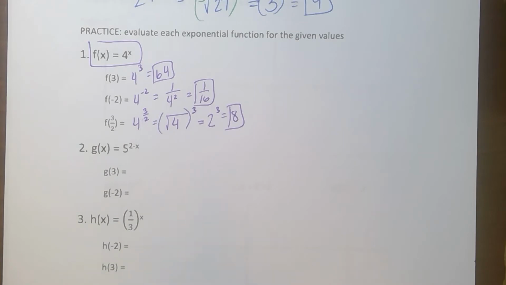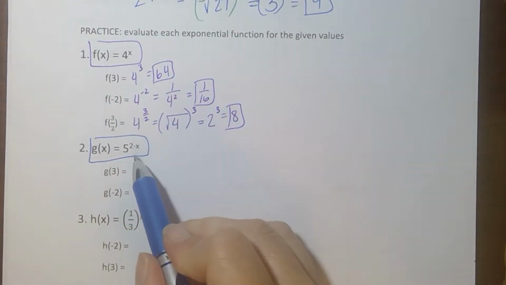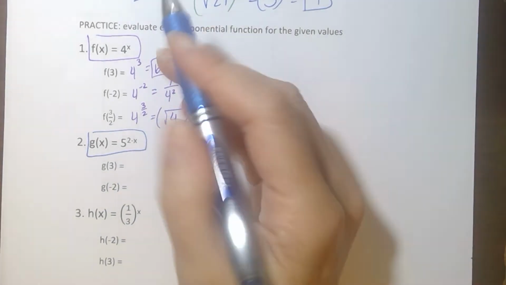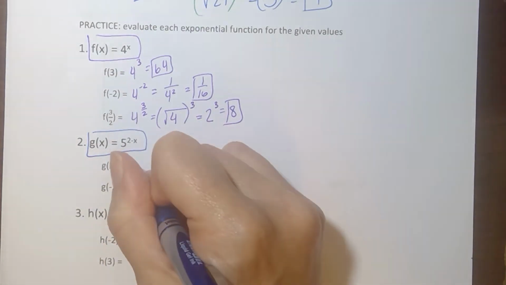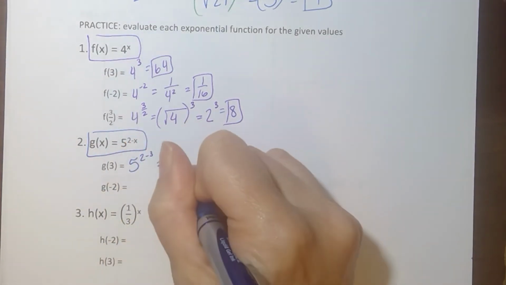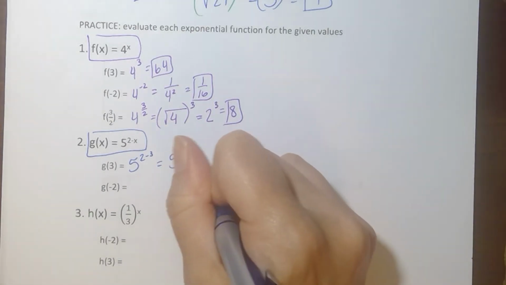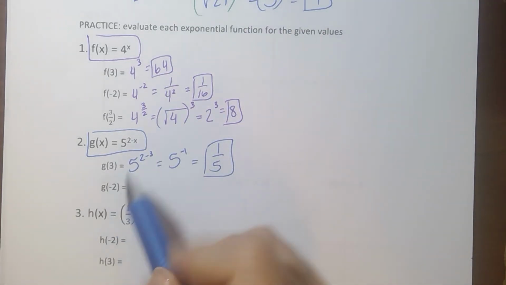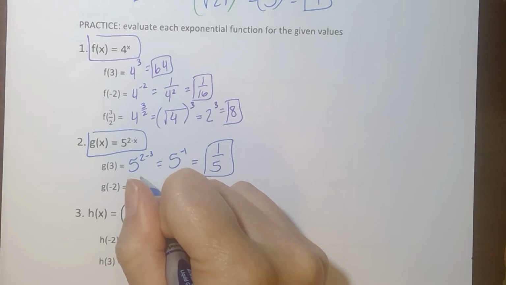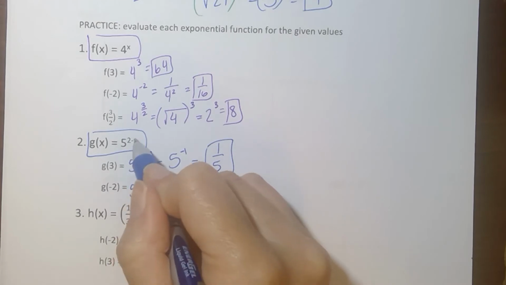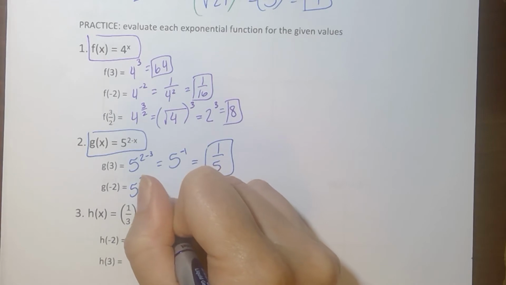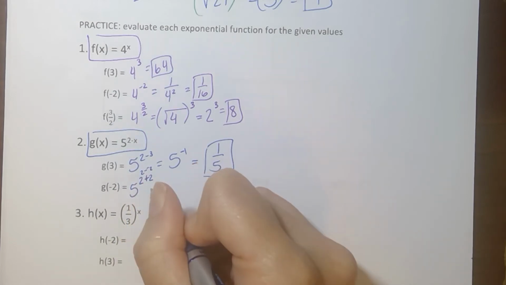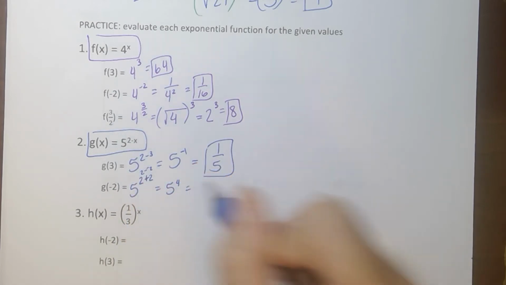All right, let's switch to g of x, where g of x is 5 to the 2 minus x power. Again, it's an exponential function because my variable is in the exponent. Where I'm finding g of 3, I have 5 to the 2 minus 3, which simplifies to 5 to the negative 1. Well, that negative exponent tells me to take the reciprocal of the base. For g of negative 2, I have 5 to the 2 minus negative 2. That starts as 2 minus a negative 2, which becomes 2 plus 2. So I have 5 to the 4th power.